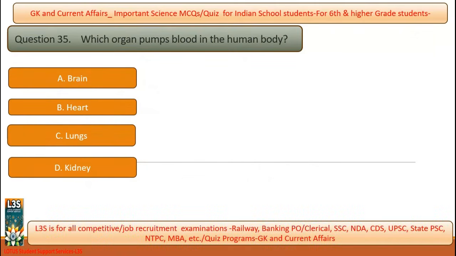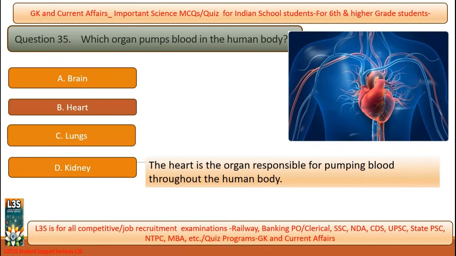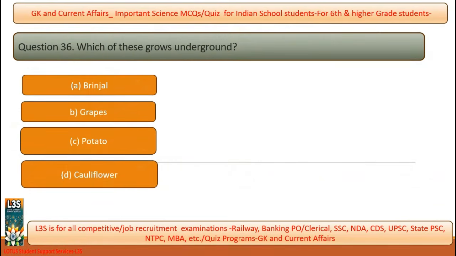Which organ pumps blood in the human body? Brain, heart, lungs, kidney. And the right option here is B, heart. The heart is the organ responsible for pumping blood throughout the human body. Which of these grow underground? Brinjal, grapes, potato, cauliflower. And potato is the right answer. It grows underground.